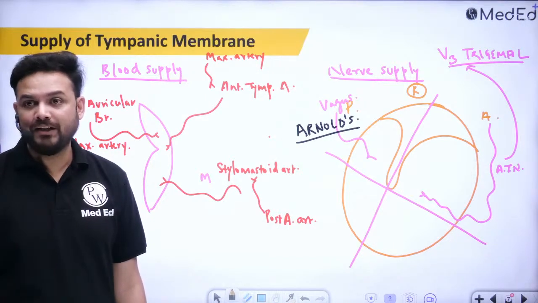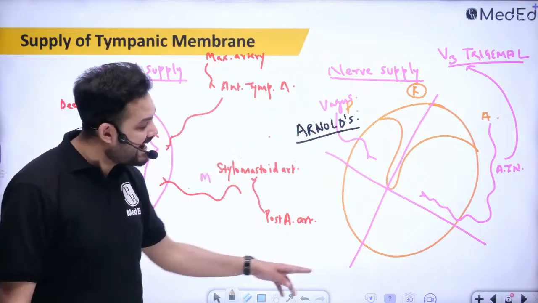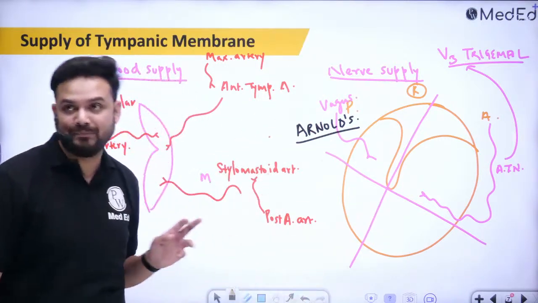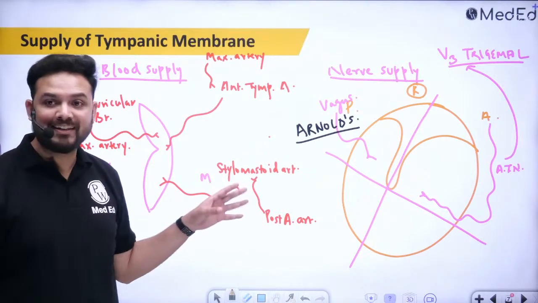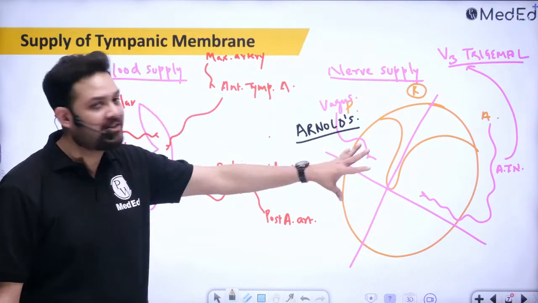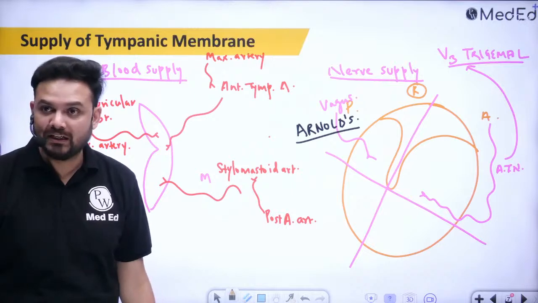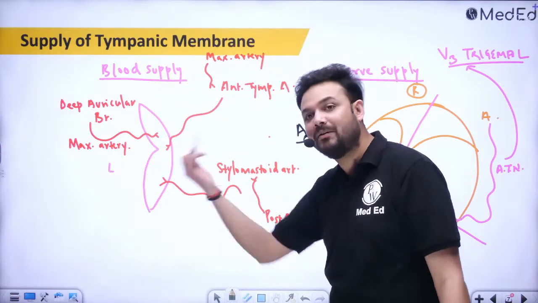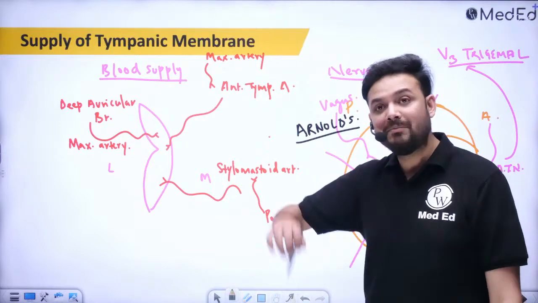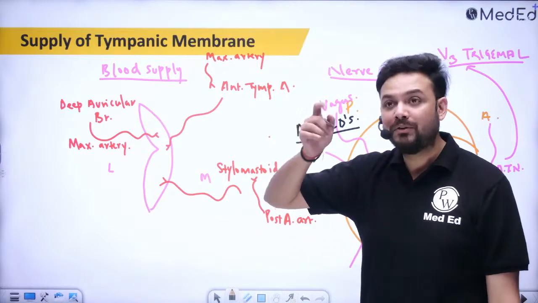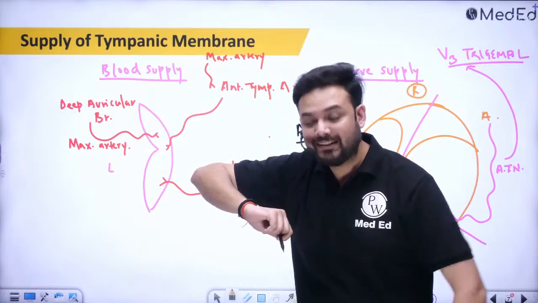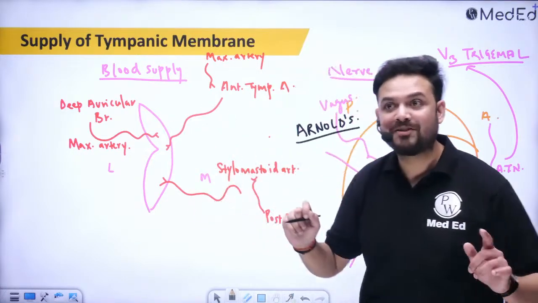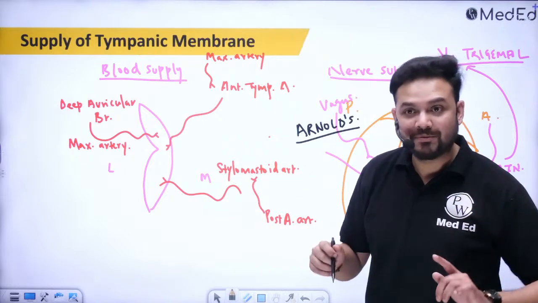Right? Fine. So now we have understood what the lateral surface of the tympanic membrane is supplied by. Okay, now let's go into the medial surface. Ab medially kya hai? Medially hamara middle ear hai, right? And in the middle ear there is a very important nerve that I told you enters the middle ear from its floor. Kaun si nerve thi wo? That was the glossopharyngeal nerve.